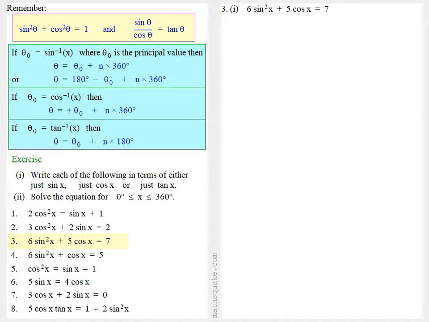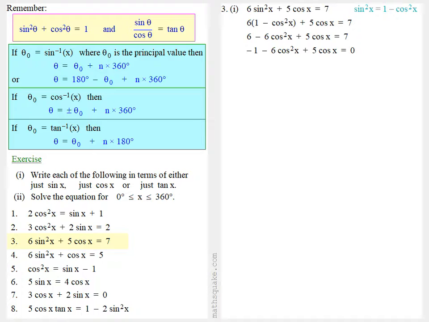In question 3, we're given that 6 sine squared x plus 5 cos x equals 7. Now we know sine squared x equals 1 minus cos squared x, so we can substitute sine squared x as 1 minus cos squared x. Now we can then expand the brackets, and this gives 6 minus 6 cos squared x plus 5 cos x equals 7. And we can subtract 7 from both sides.